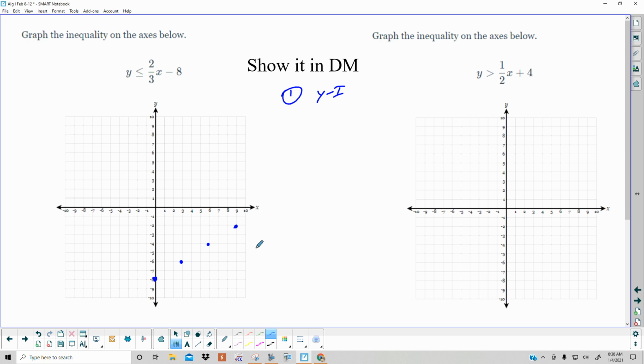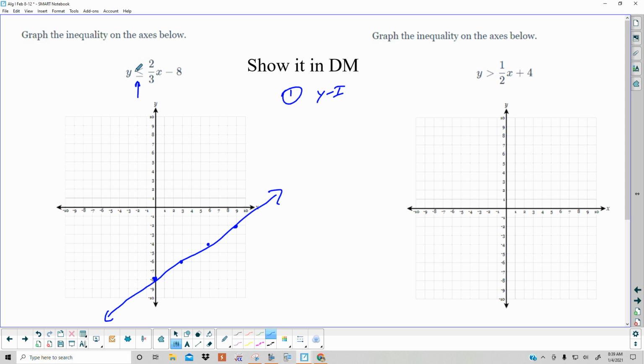You guys have seen that sometimes I'm drawing, I'm paired with the slate here. That's the tool that I have to draw with. This has an equal sign, so your line is solid. So I'm going to draw the line solid. Okay, that's my line. And now we have to shade.